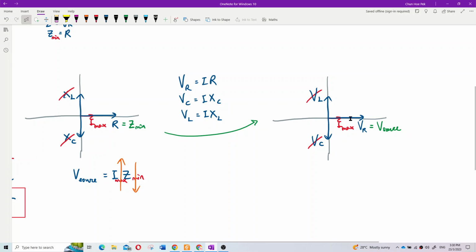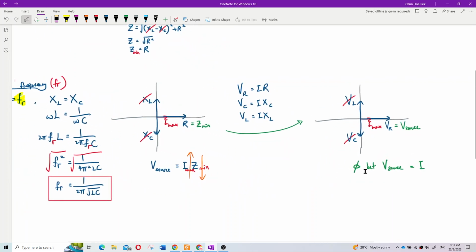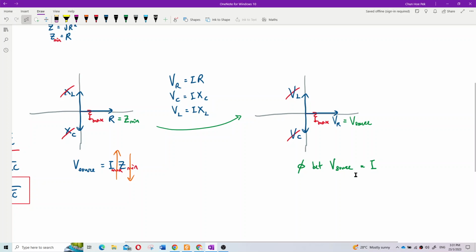So what can you say about the phi here? Because the phase angle is between V source and current, isn't it, class? You remember about phase angle? Phase angle is always between V source and current. So now the phase angle is 0.